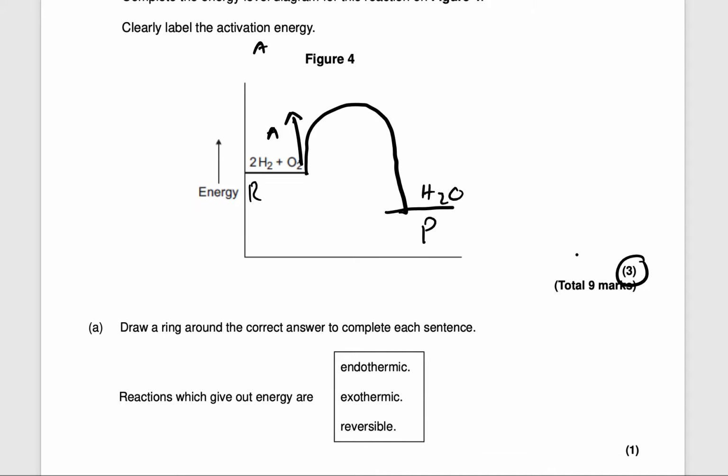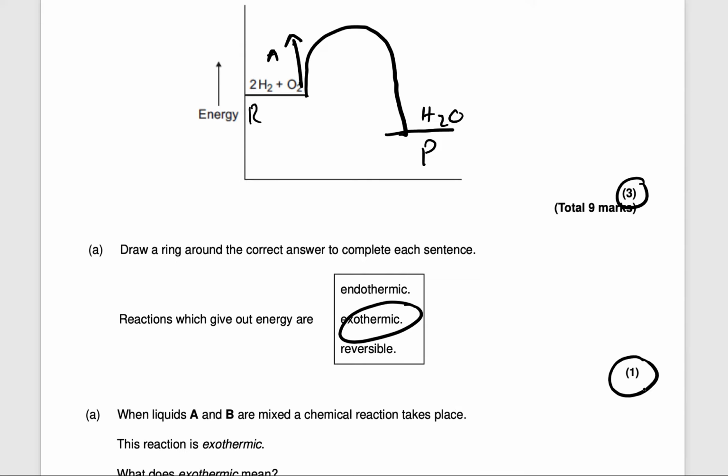Draw a ring around the correct answer to complete each sentence. Reactions which give out energy are what? Those are exothermic because energy is being released. It is exiting. For 1 mark.